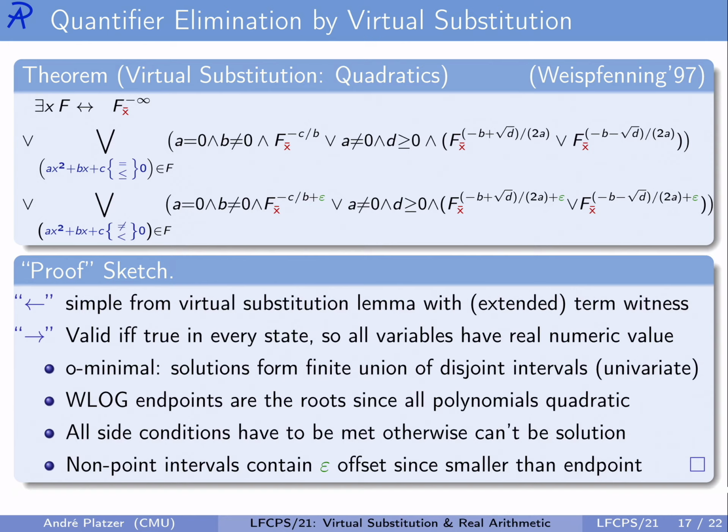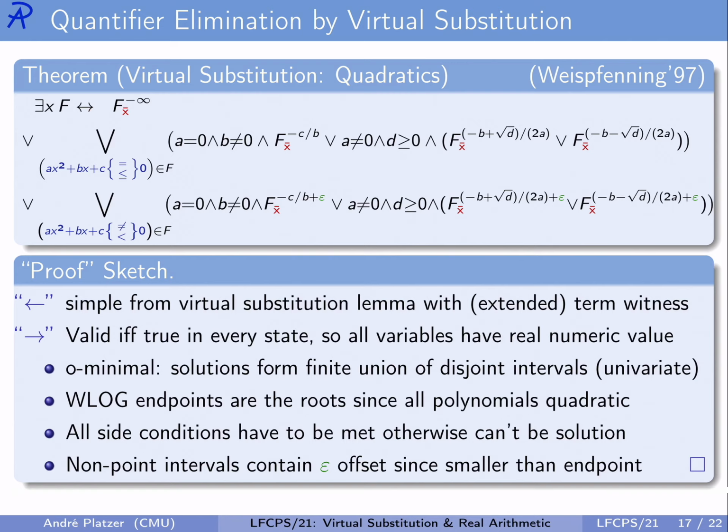In a proof sketch (please look at the textbook for a much more elaborate proof), this equivalence is valid if and only if it's true in every state. So there's a fixed but arbitrary state, and in an arbitrary state, of course, all the other variables have concrete real values, which means there's only one variable remaining. Everything else already has a concrete real numeric value.